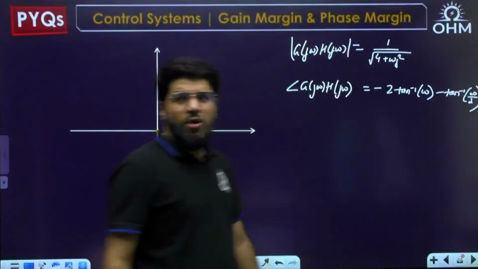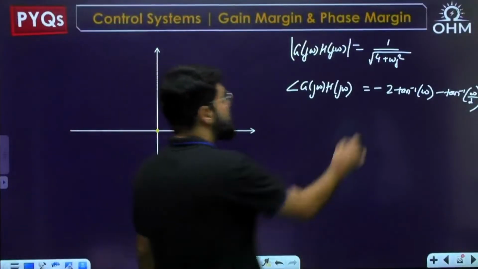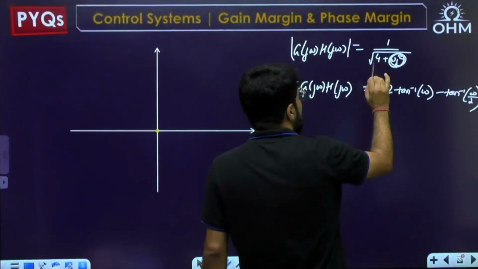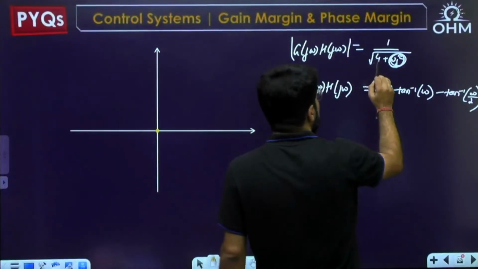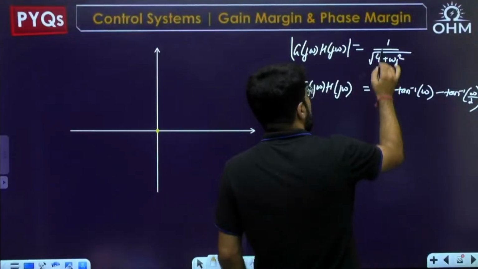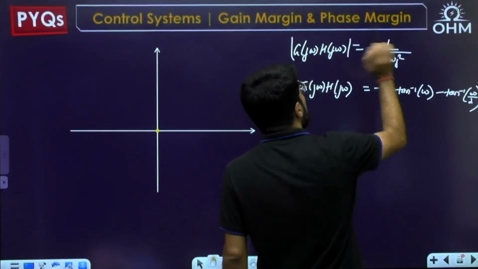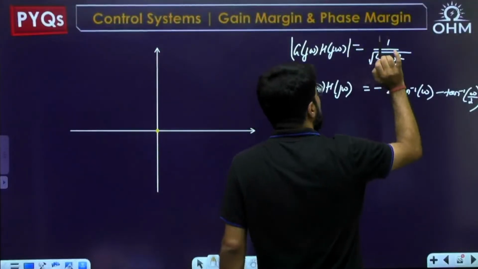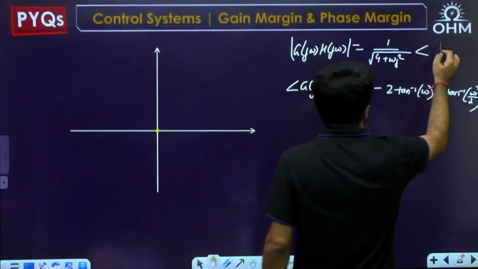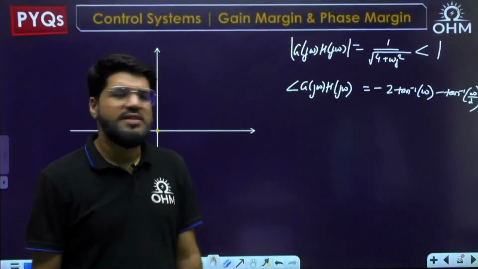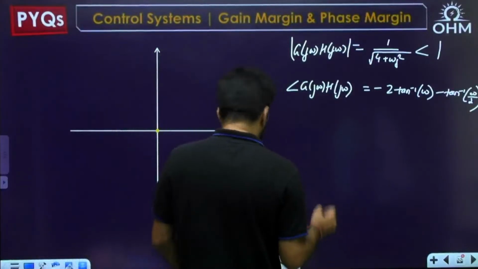You can also see that because it is having omega square in the denominator, and square is always positive, 4 plus omega square is always greater than 4. So when you take under root, it is greater than 2. That means the denominator is always greater than 2, means greater than 1 also. So if the denominator is greater than the numerator, the answer is less than 1. Magnitude is always less than 1.